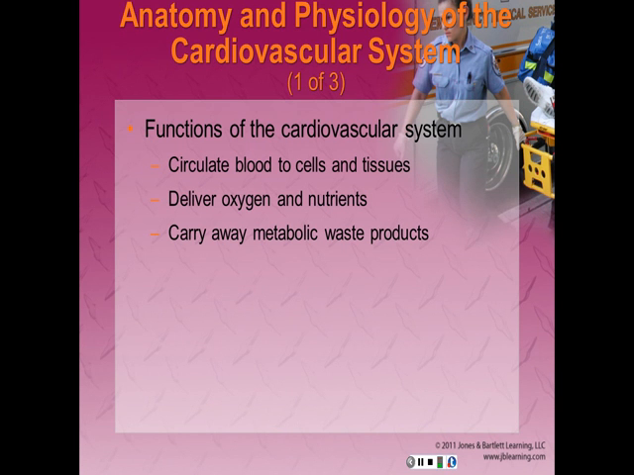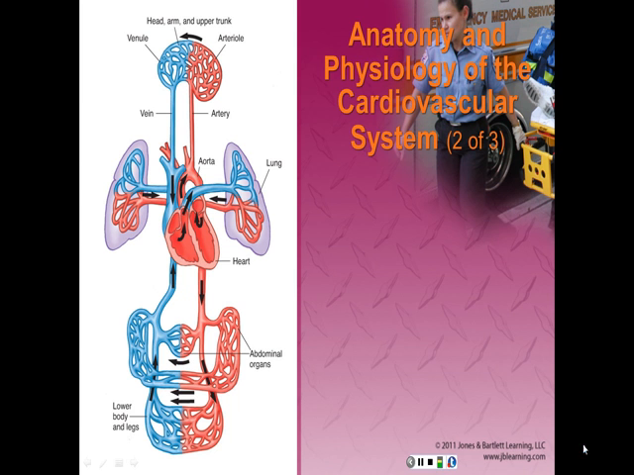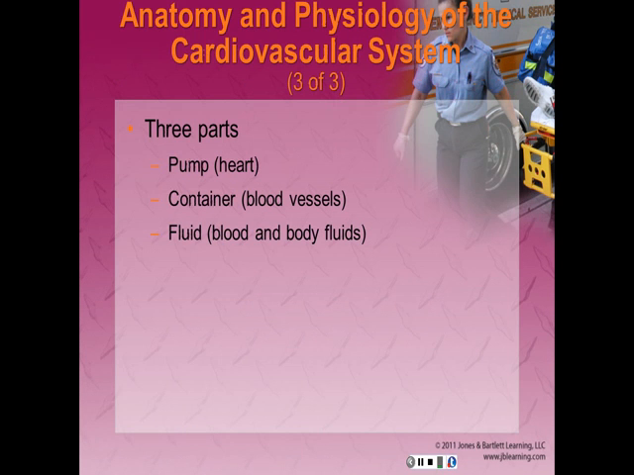The cardiovascular system also functions to deliver oxygen and nutrients and carry away metabolic waste products. The three components of the cardiovascular system are the heart, the blood vessels, and the fluid. And this is just a great example of your cardiovascular system in its whole entirety. The heart functions as a pump, the vessels are your container, and your blood and bodily fluids are your fluid.